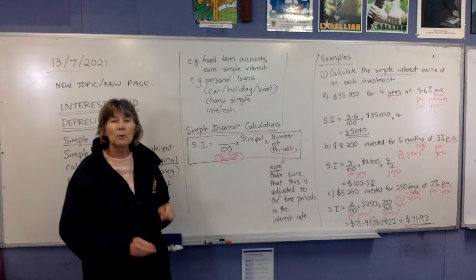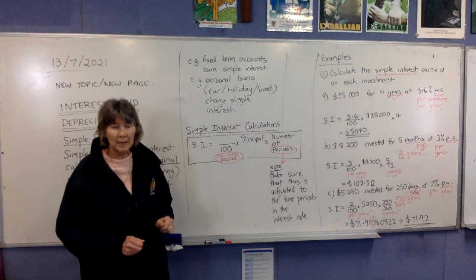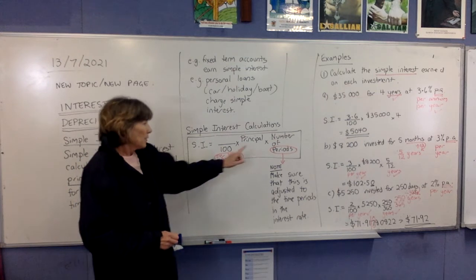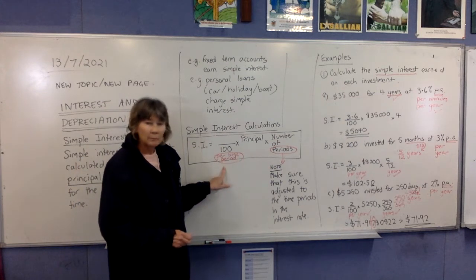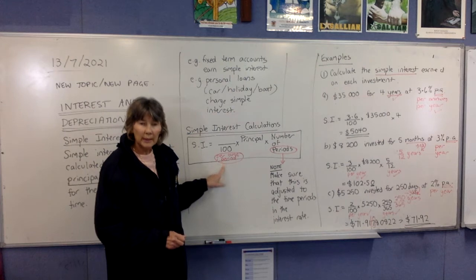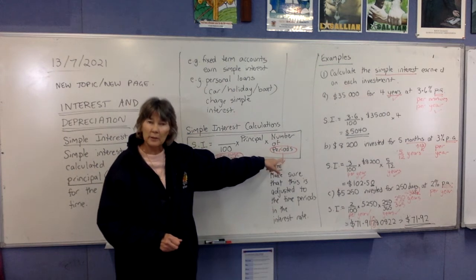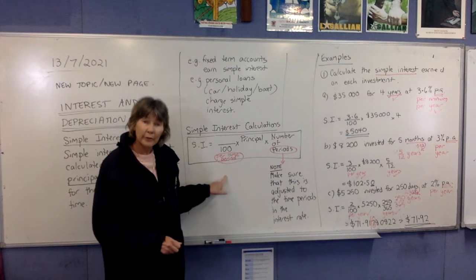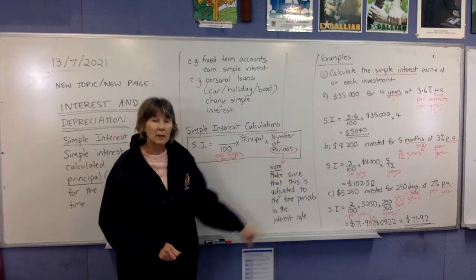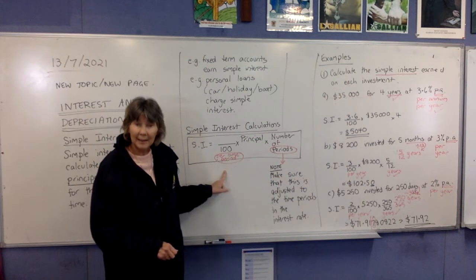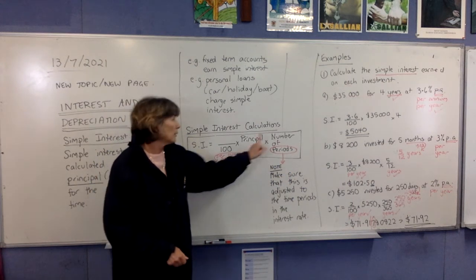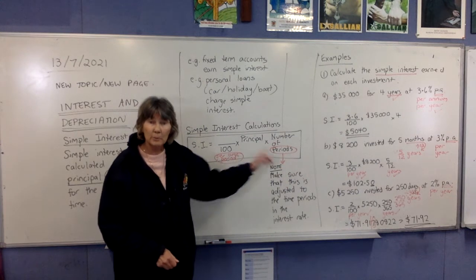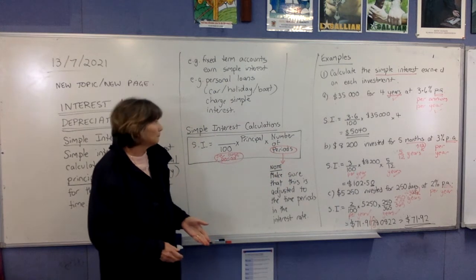Now this is where people come apart and make a lot of mistakes. That has to tie in with that. So if our interest rate is per year, this will be the number of years. If our interest rate is per month, that will be the number of months. If the interest rate is per day, like credit cards are, that will be the number of days. They have to be the same unit of time.